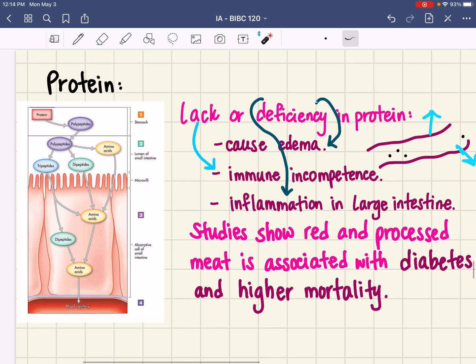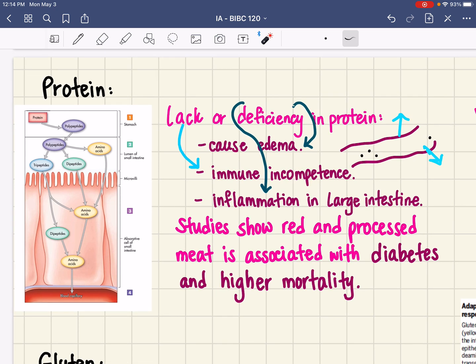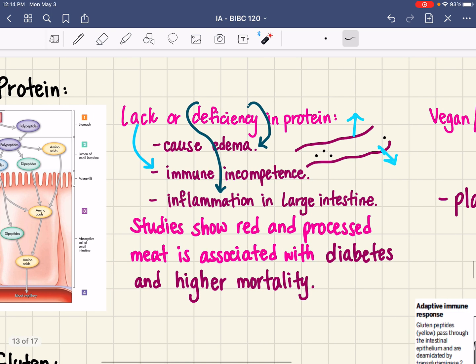Now, there are a couple conditions that we talked about that are related to having a lack of protein or a deficiency of protein in the diet. Now, this portion of my notes is kind of messy, but I will go through it as best as I can. So, if an individual is deficient in protein, then they may experience, and it seems like most people do, edema.